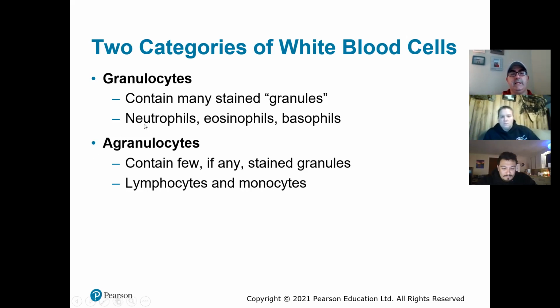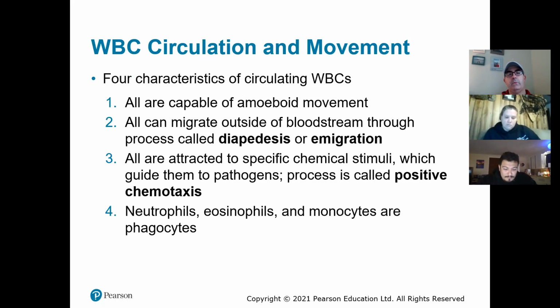Now, there are three types of granulocytes. They are neutrophils, eosinophils, and basophils. There are two types of agranulocytes, lymphocytes and monocytes.